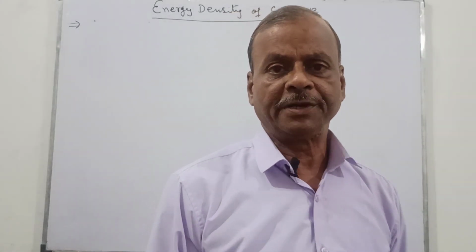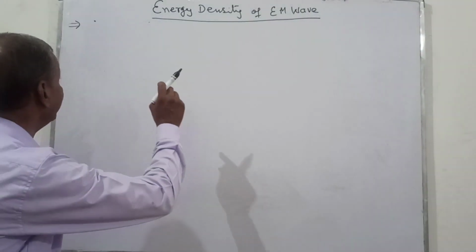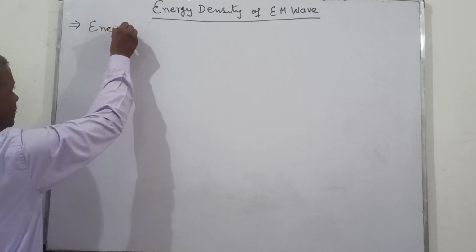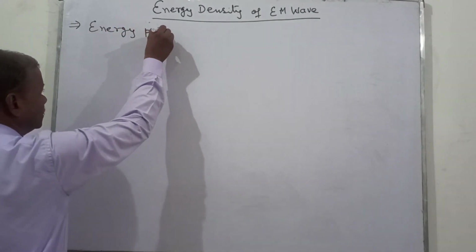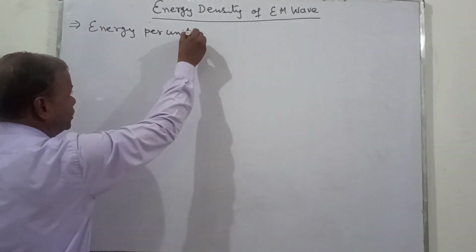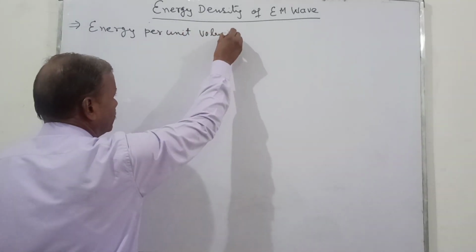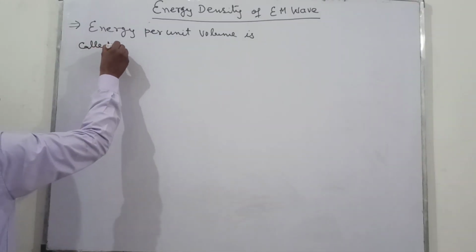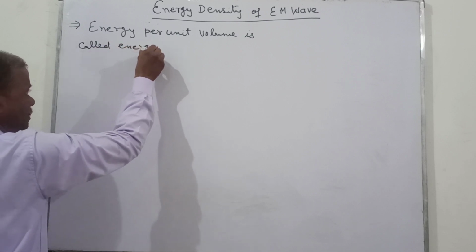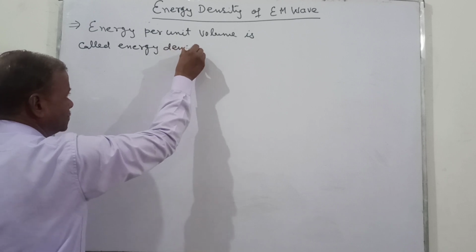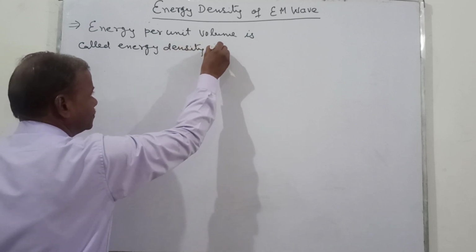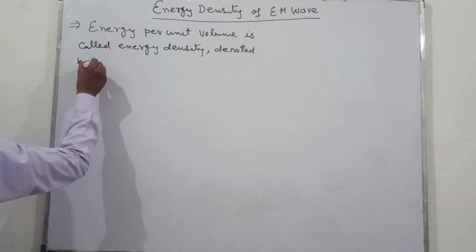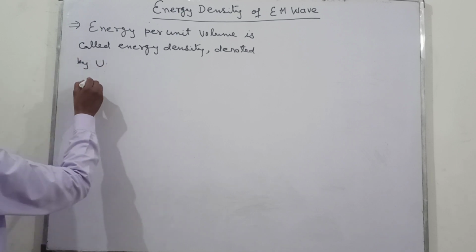Energy density of electromagnetic wave. Energy per unit volume is called energy density, denoted by U.